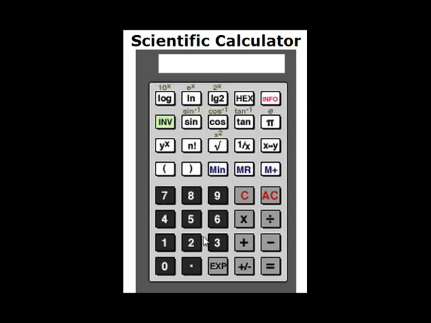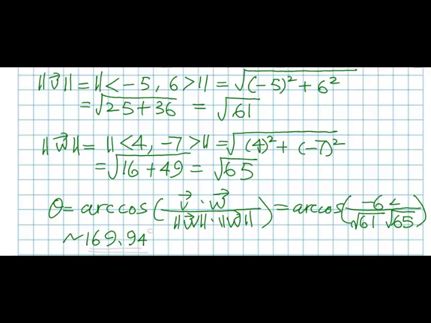This calculator is in degree mode. 62, plus or minus button, divided by 61, square root button, divided by 65, square root button, equals. Arc cosine. Theta is approximately 169.94 degrees.